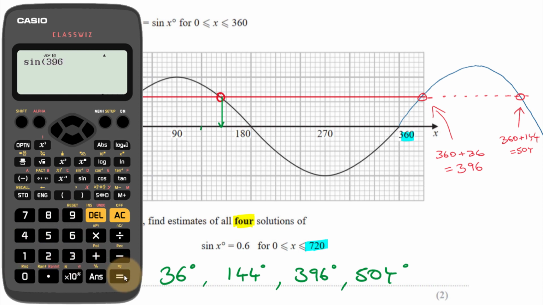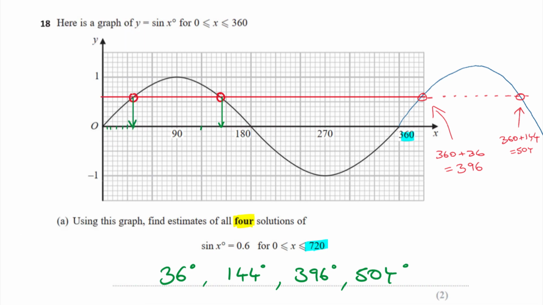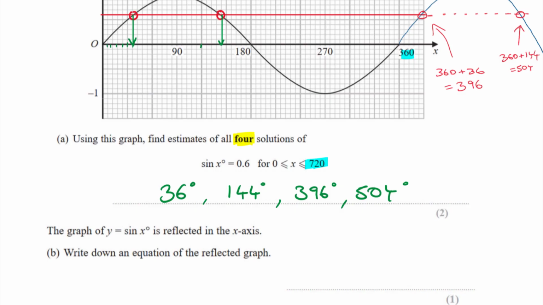Sine 396 comes out to be, yeah, 0.5877, same again. And finally, sine 504 again comes out to be 0.5877. So I'm pretty happy with all those solutions. They're not exactly 0.6, but it's a graph. Hey-ho, it's close enough. Part B says the graph of y equals sine x is reflected in the x-axis. Write down the equation of the reflected graphs.